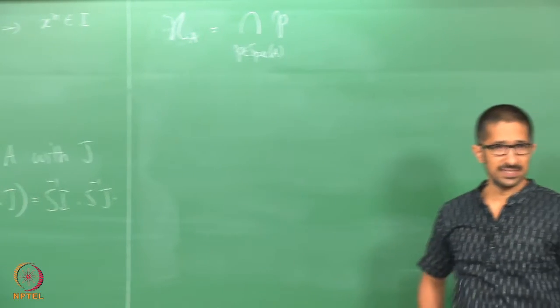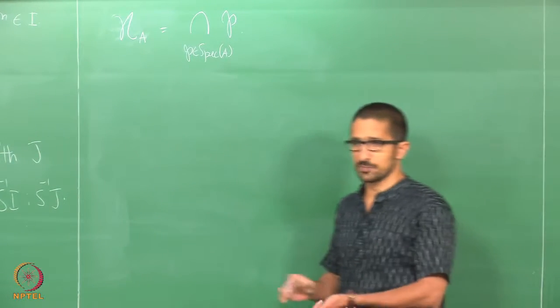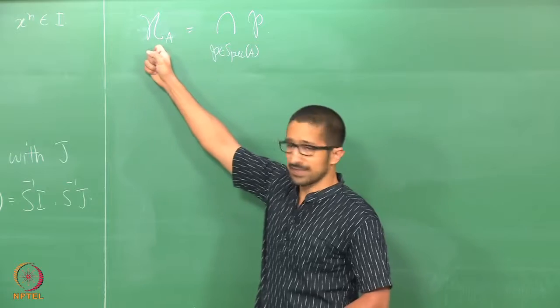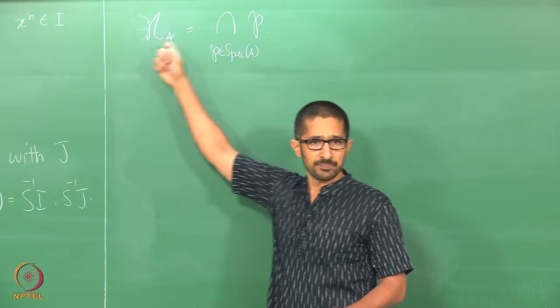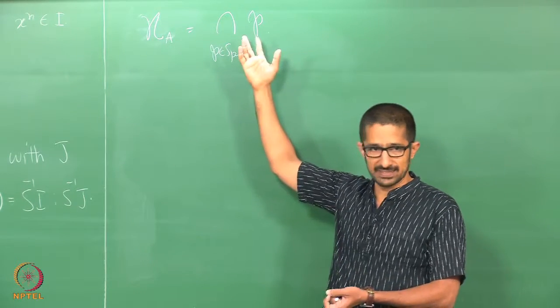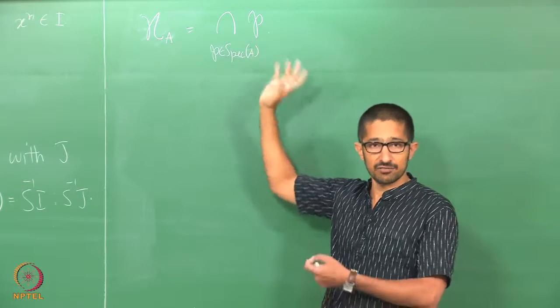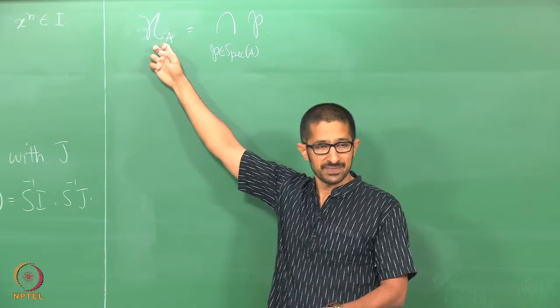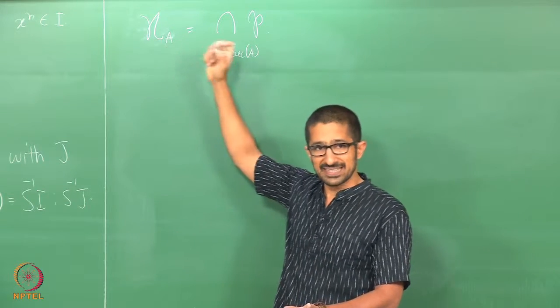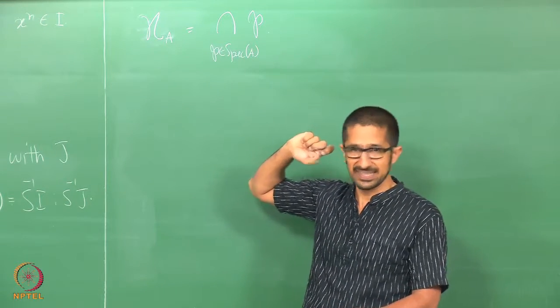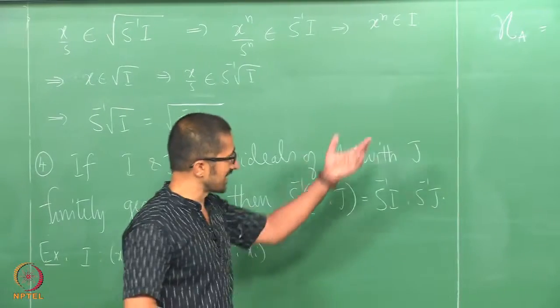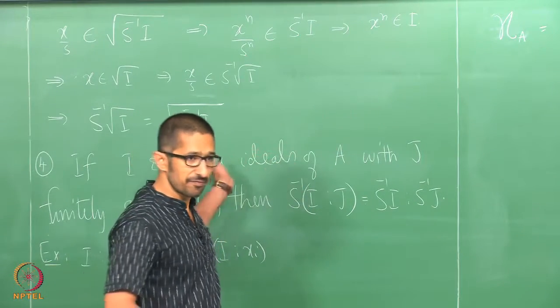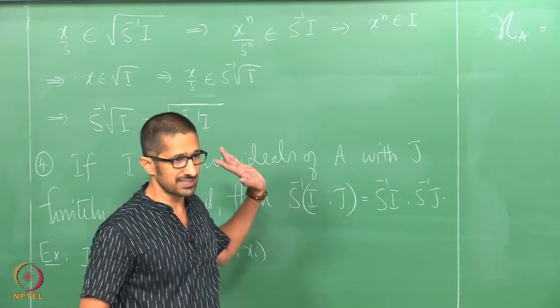How did we prove that? We proved this by saying that if I take any nilpotent element, it is there in every prime ideal. Conversely, if I take an element which is not nilpotent, there exists a prime ideal that avoids this. So, the second part can be viewed using the localization technique.